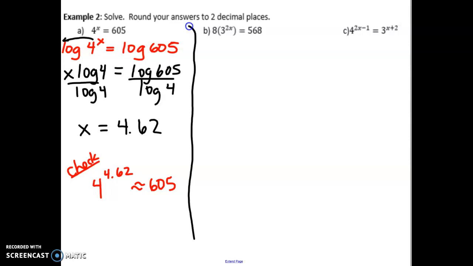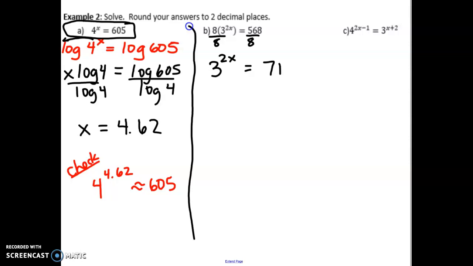We don't want to deal with that 8, so how can I remove the 8? Okay, we divide it to the other side. Just divide out the 8 to the other side. So we'll get 3 to the power of 2x equals 71. This is 568 divided by 8 is 71. Now I have it to look just like the question before. Again, 3 and 71, we can't put them to the same base.